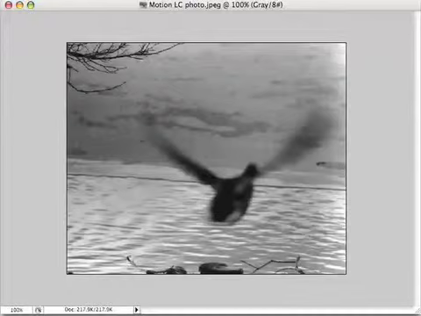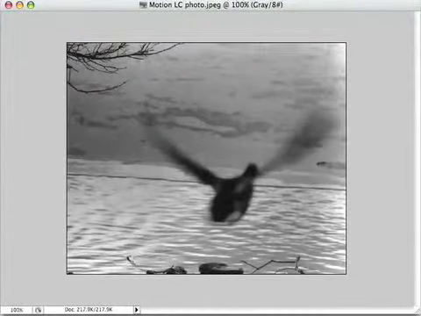Hello again. I think capturing motion is one of the most satisfying techniques in still photography. In fact, I did my master's thesis on motion photography, and I'd like to share some of the images as well as some tips on motion photography in this episode.